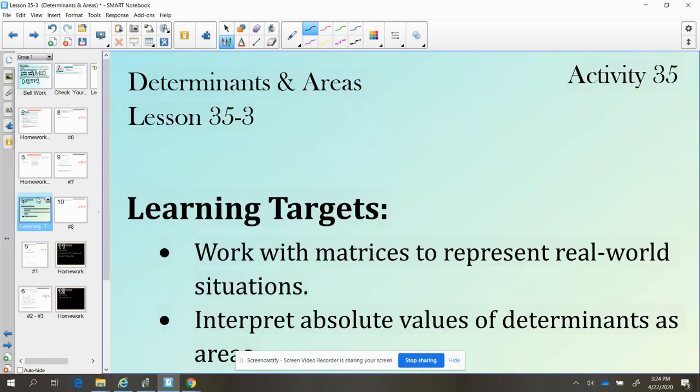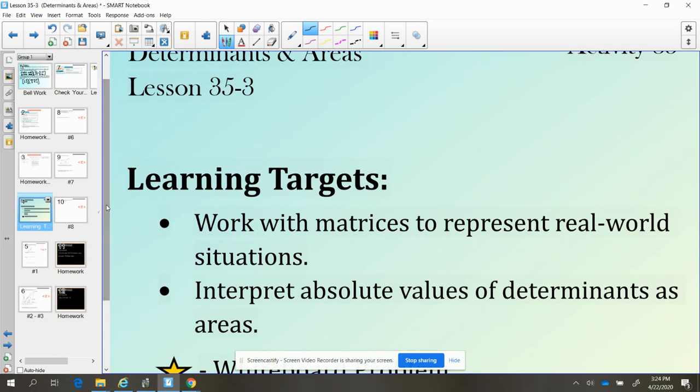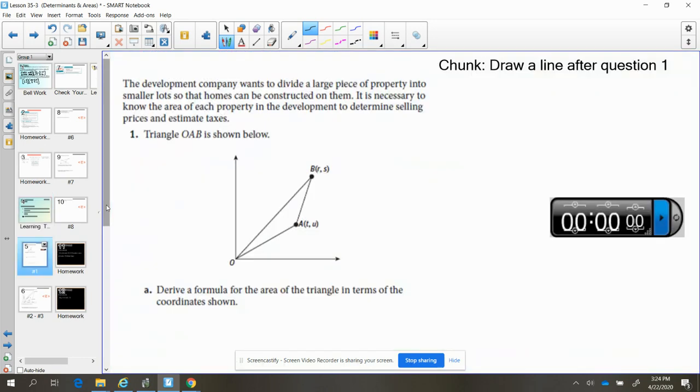Now today we're shifting gears a little bit, and we're going to talk about some real world situations by finding areas using determinants of our matrices. It's been a little while since we talked about matrices. Notice the triangle given in number 1 on page 509 in your book has 3 points, and one of those points is at the vertex 0, 0.